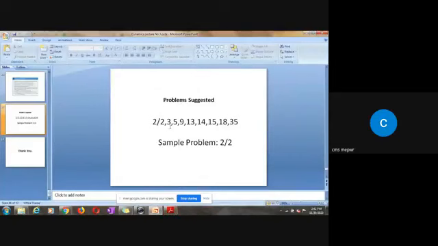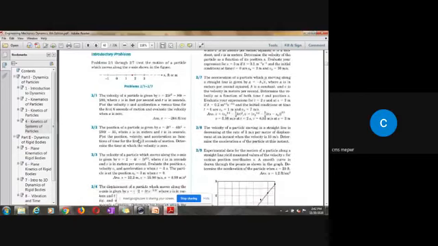Now let's see problem 2.2/3. The velocity of a particle which moves along the s-axis is given by this one, where t is in seconds and v is in meters per second. Evaluate the position s, velocity v, and acceleration a when t is equal to 3 seconds.